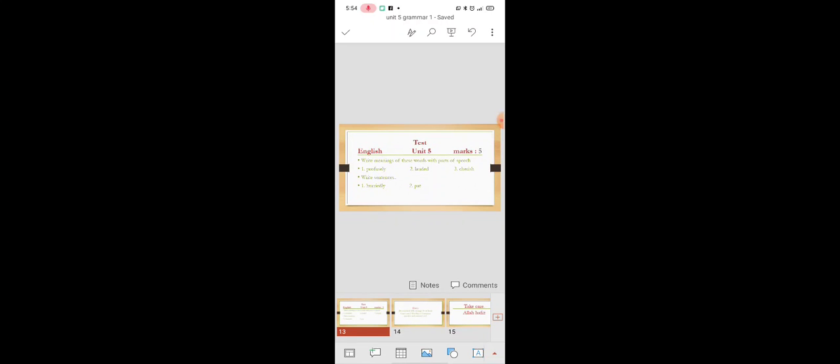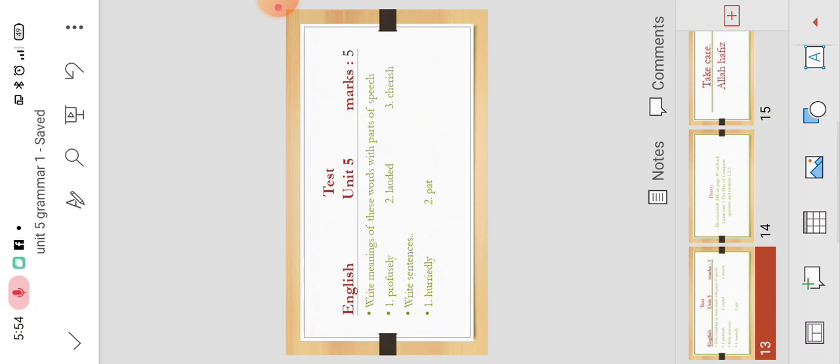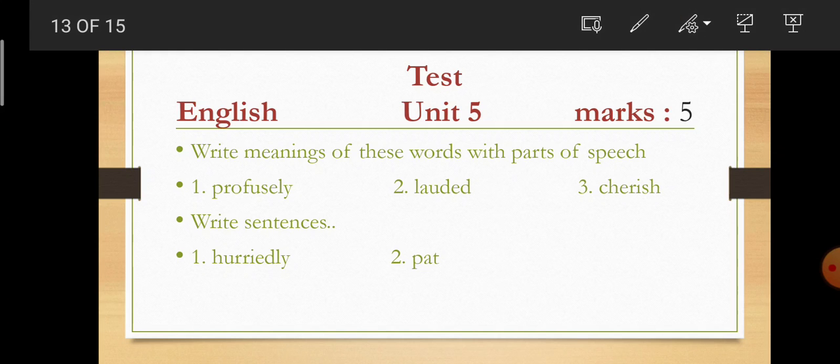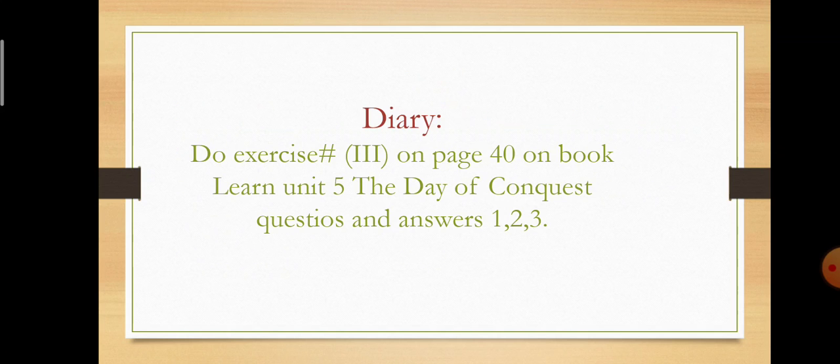So students, the next part is, sorry for that, write sentences. You have to write sentences of these words: hurriedly. Second word is pat. So students, I hope you have understood what your test is.